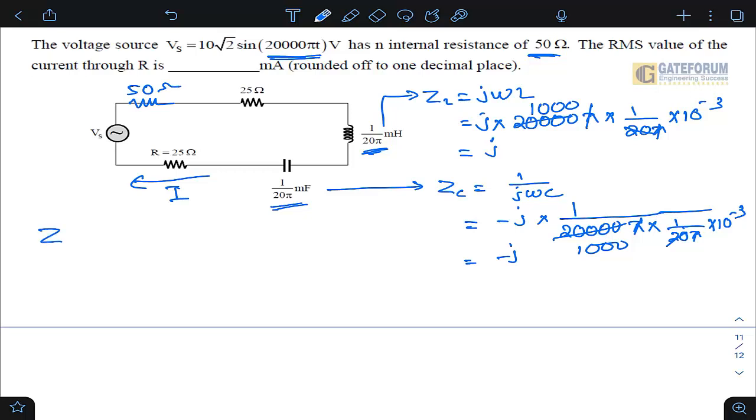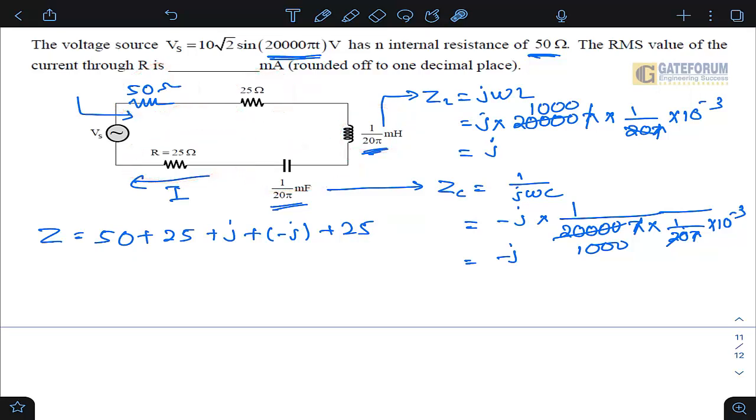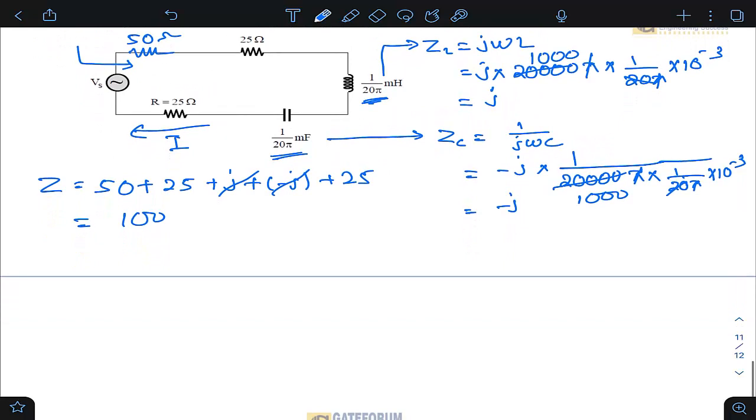So what is the overall impedance seen from this source, I mean from this point? This is 50 plus 25 plus j plus minus j plus 25. Because all are in series, I am adding 50, 25, j, minus j and 25. So naturally j and minus j cancel out. So this is simply 100. Z is 100. I mean, the circuit is operating at resonant frequency, because ZL and ZC are getting cancelled out.